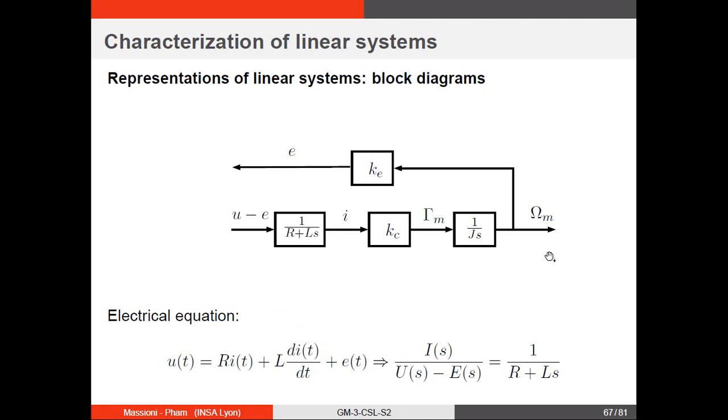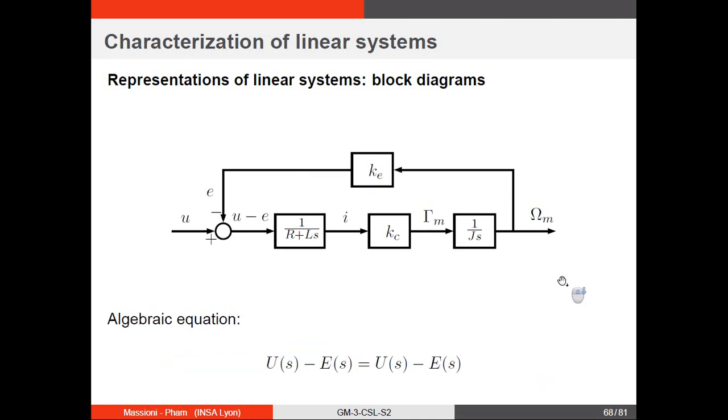Let's go now to the electrical equation. This is it. So we turn it into the Laplace transformed version, and we get basically that I over the difference of two signals is this transfer function. So basically this block goes here, I is the output of this block with U minus E as input. How do we get U minus E? Well, we just put a difference node, and that's it.